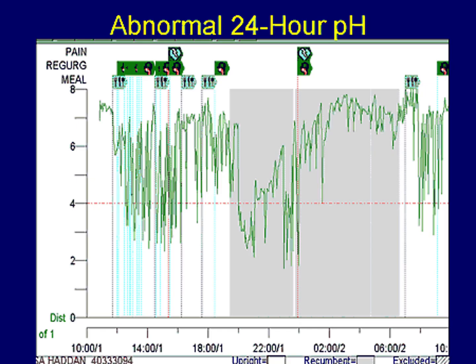This test is called esophageal pH monitoring. It involves measuring the esophageal pH and continuously monitoring it using a probe that is attached to a portable pH recording device. This test is the test of choice for the diagnosis of GERD, or gastroesophageal reflux disease.